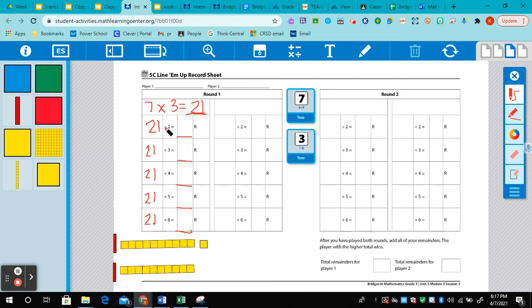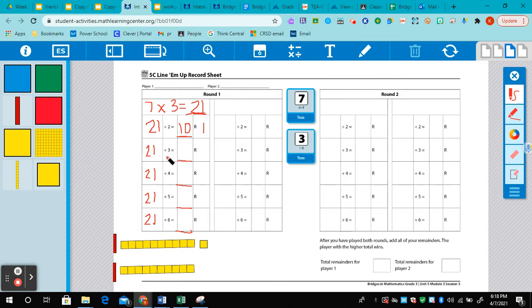My answer actually, so 21 divided by 2 is actually, in each line here, there are 10. So it would be 10 with a remainder of 1. And to check that, I can go, oh, 10 times 2 I know is 20, plus that remainder would be 21.